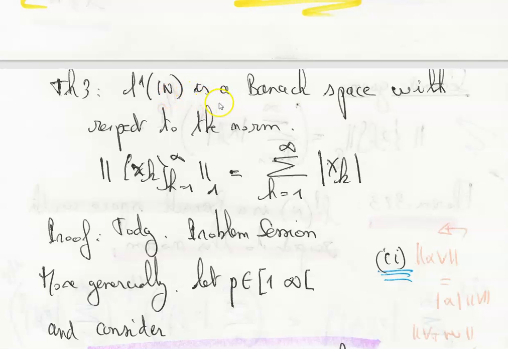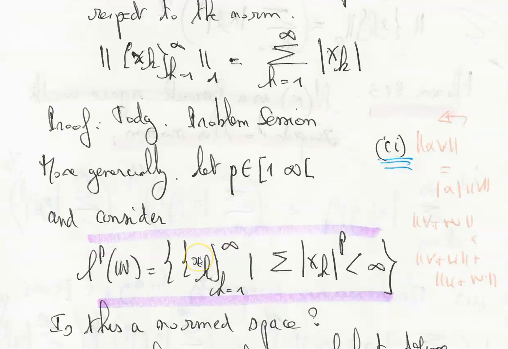l1 of N is a Banach space with respect to the norm that we just defined, which is the norm 1 of the sequence x_k for k from 1 to infinity. The norm 1 of x_k is the sum for k from 1 to infinity of the modulus, the absolute value, of x_k.